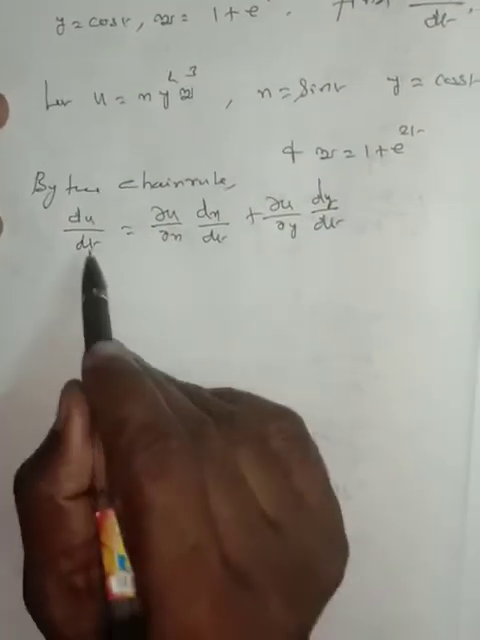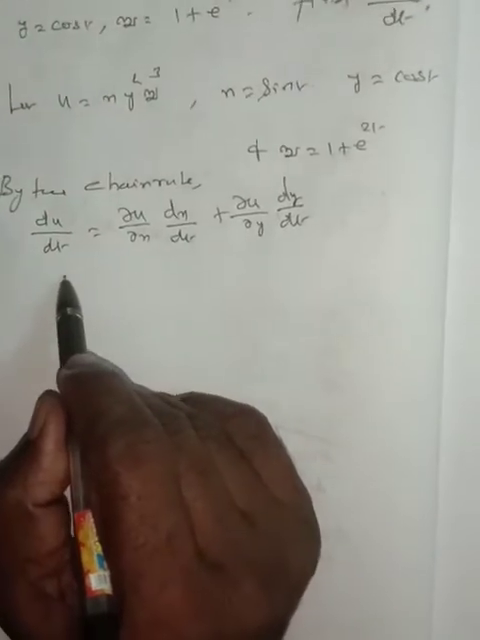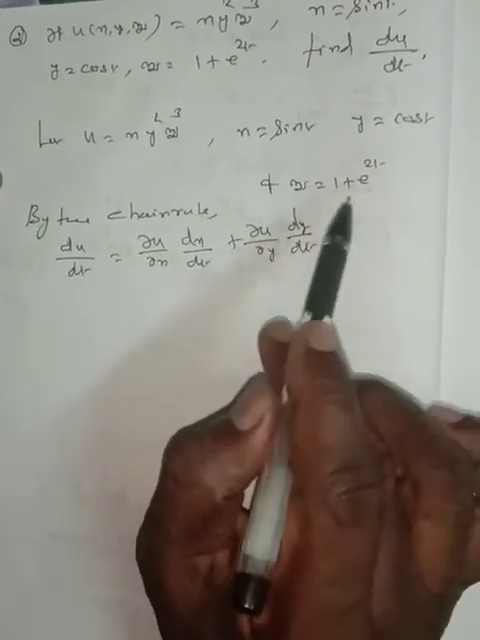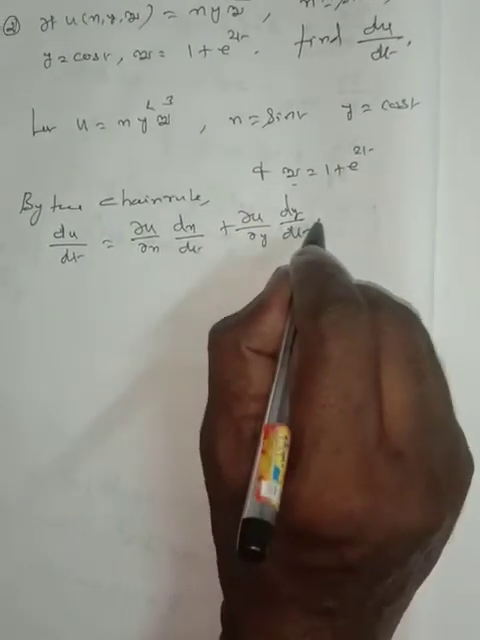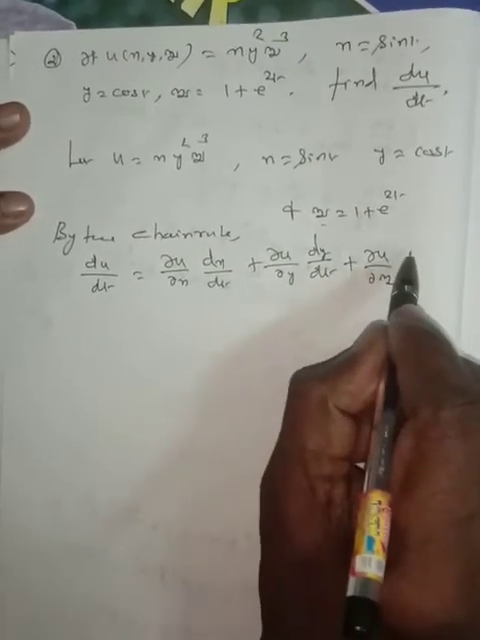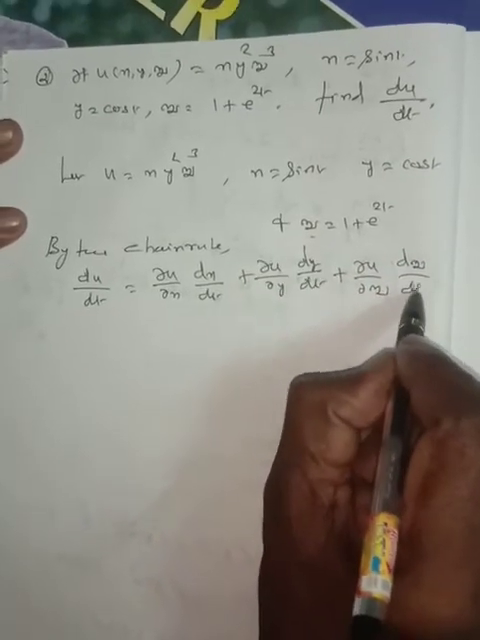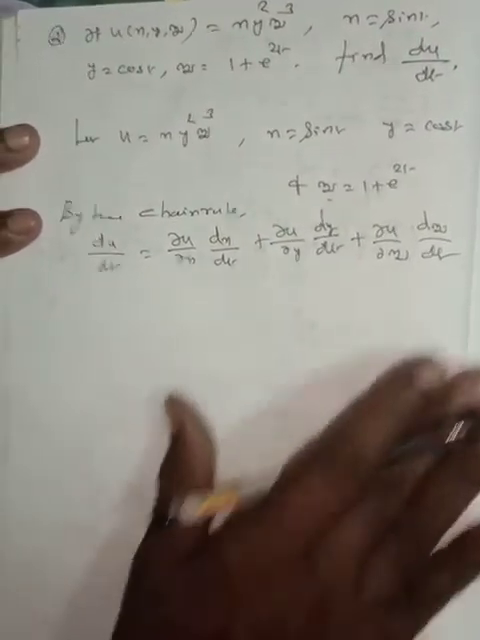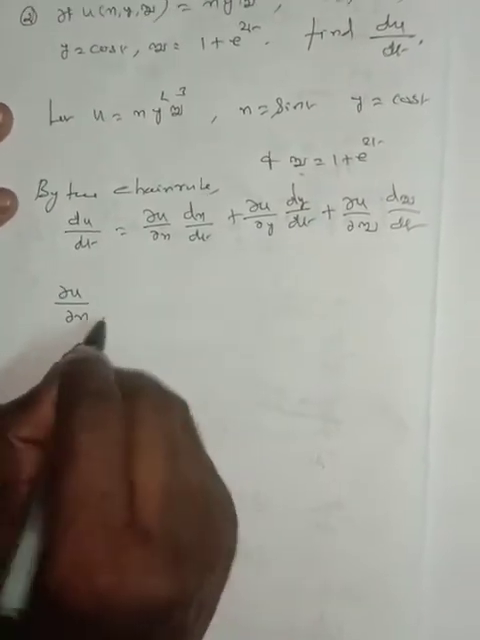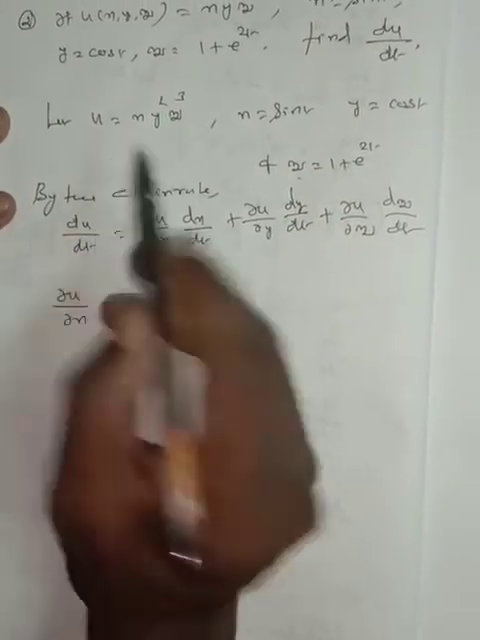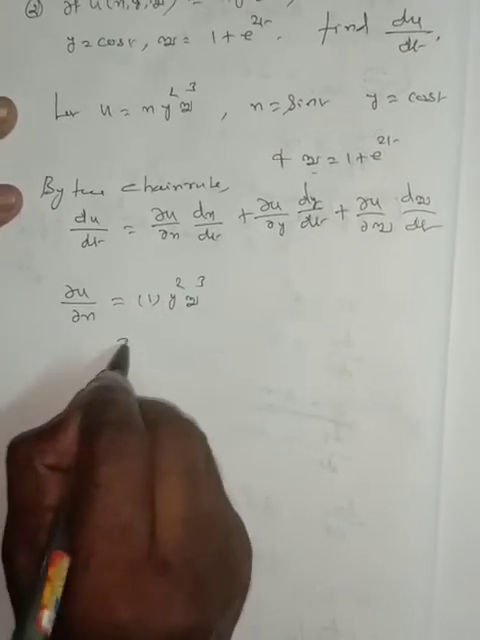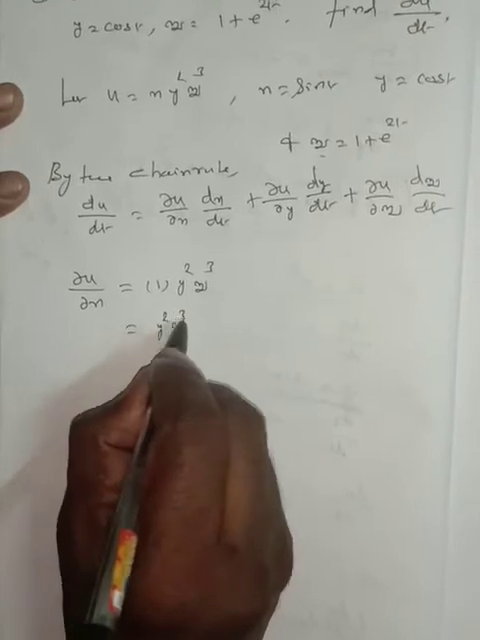∂u/∂t is given. Three variables x, y and z are given. Therefore, du/dt = ∂u/∂x dx/dt + ∂u/∂y dy/dt + ∂u/∂z dz/dt. First, find ∂u/∂x. ∂u/∂x is equal to 1 · y² z³, which is y² z³.